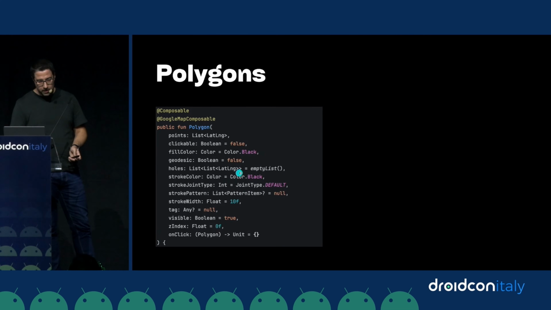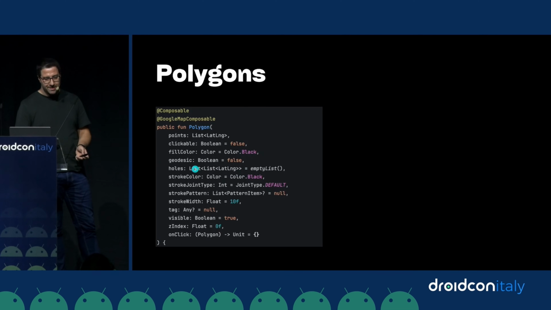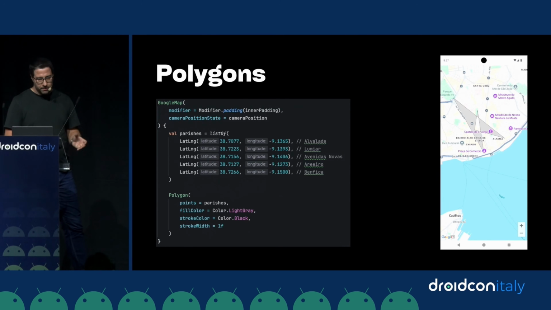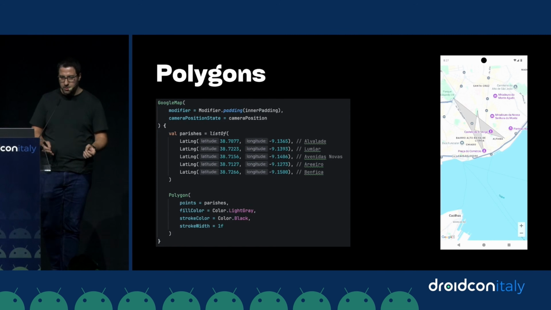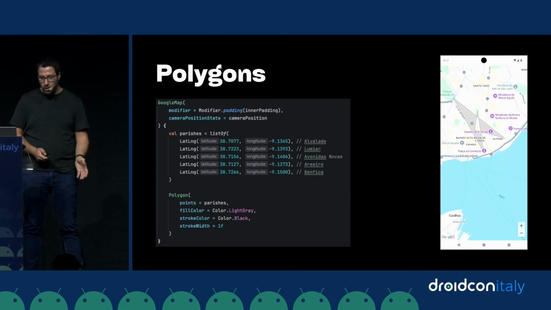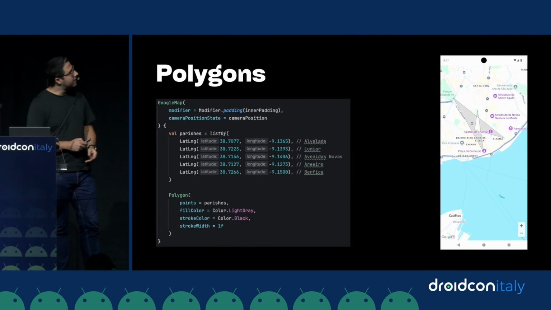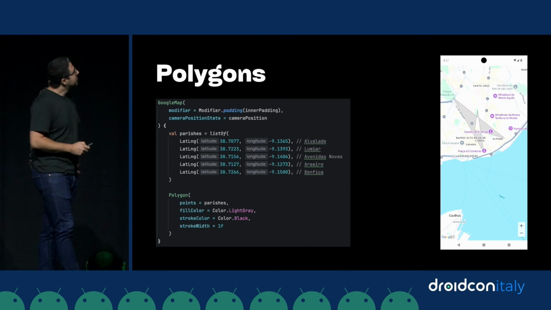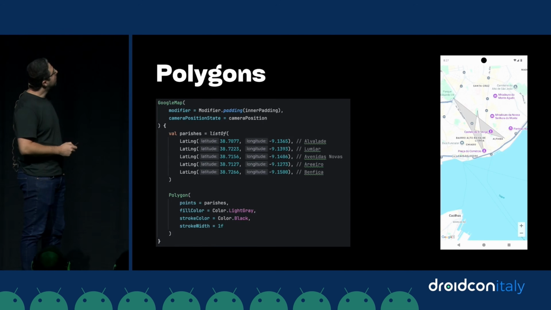or if you need to, you can also pass a list of holes that basically will be drawn inside of your polygon. All right, so the way to use this is, of course, set up your data set of points, a list of lat longs in this case, and pass it to your polygon composable, and you have that drawn on your screen.